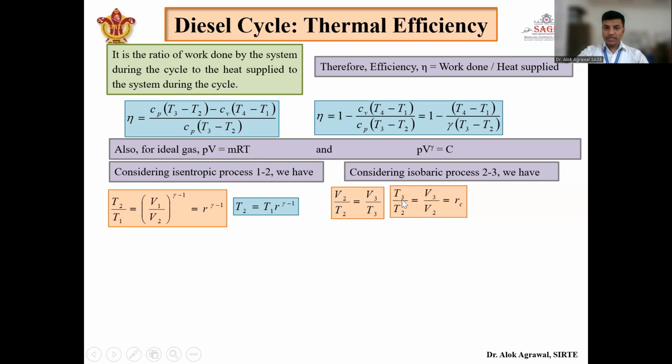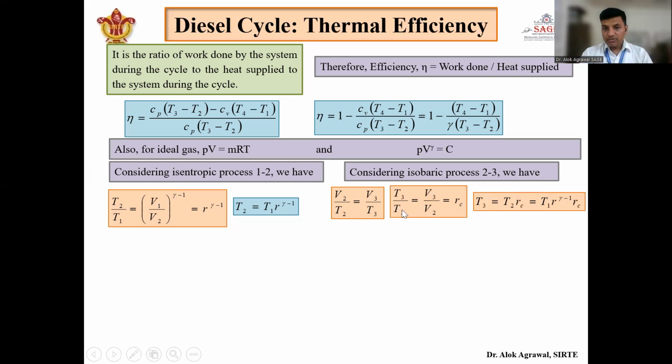From here, we can write T3 by T2 is equal to V3 by V2, and this V3 by V2 is called the cutoff ratio. This is a new term, cutoff ratio. Cutoff ratio is the volume covered by the piston between the start of injection and the end of injection. It means it is the duration of the injection process, when the fuel injector injects fuel inside the combustion chamber. V2 is the volume when injection starts and V3 is the volume when the injection process stops. So this is called cutoff ratio. We cut off the injection process.